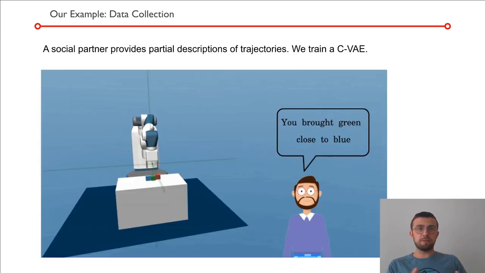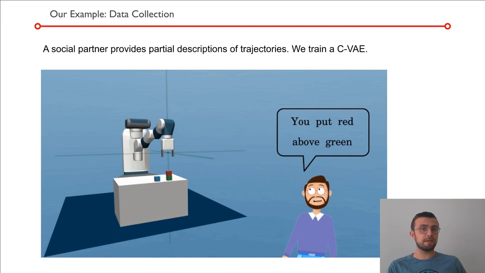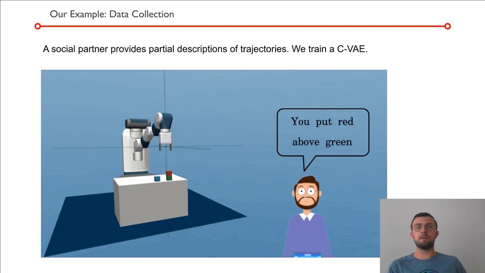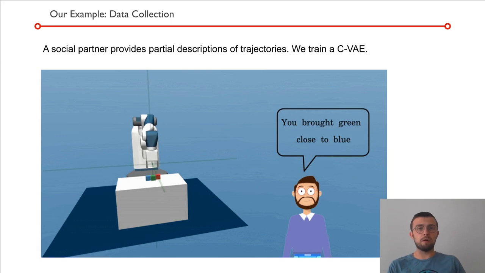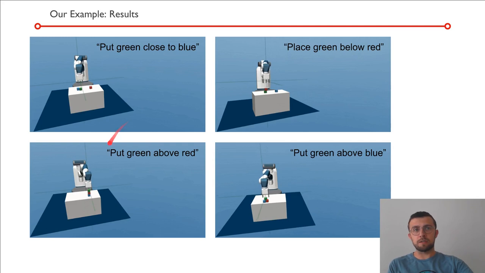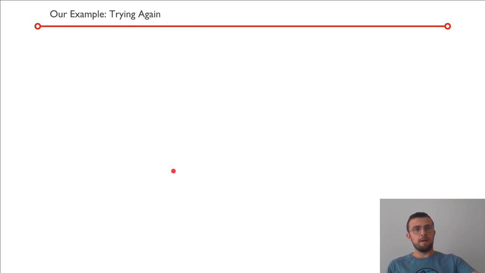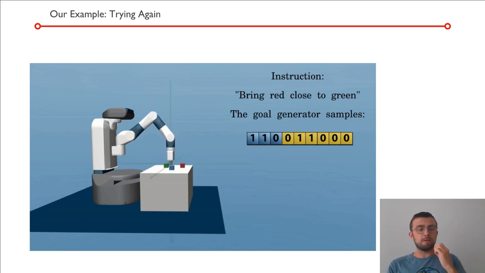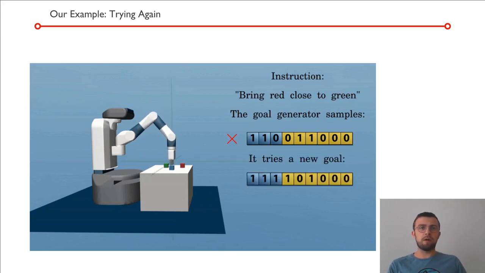We have the agent interact with a social partner that provides language descriptions of the trajectories, and from this dataset we train a conditional VAE to generate goal configurations from instructions. Once this is trained, we can ask the robot to perform any instruction, like put green above red. It's going to sample a matching goal configuration and try to achieve it. Because we have a set of compatible goals for any instruction, we can try again.